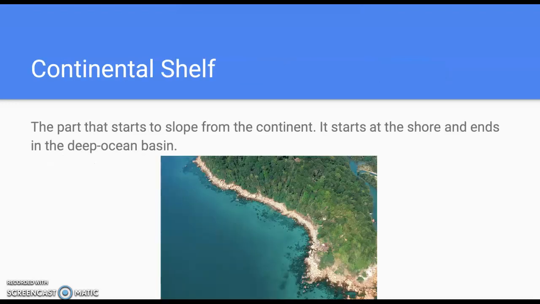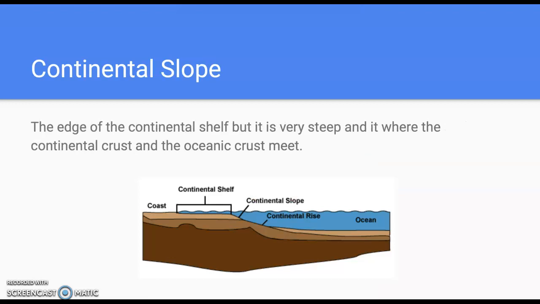The continental shelf is the part that starts to slope from the continent. It starts at the shore and ends in the deep ocean basin. The continental slope is the edge of the continental shelf, but it is very steep, and it is where the continental crust and the oceanic crust meet.